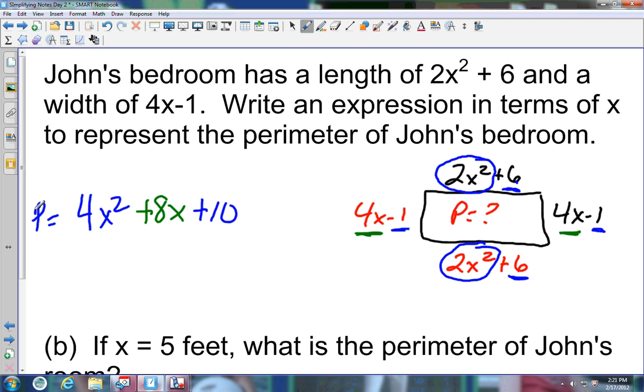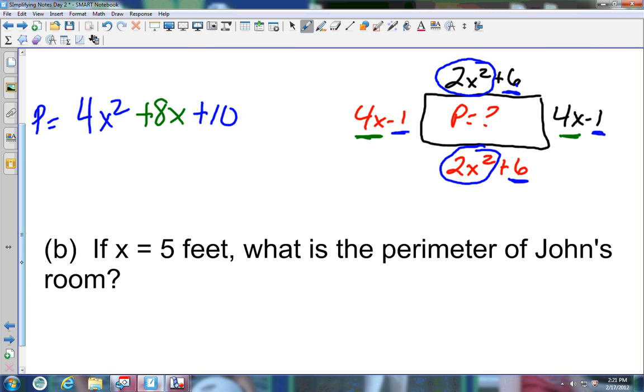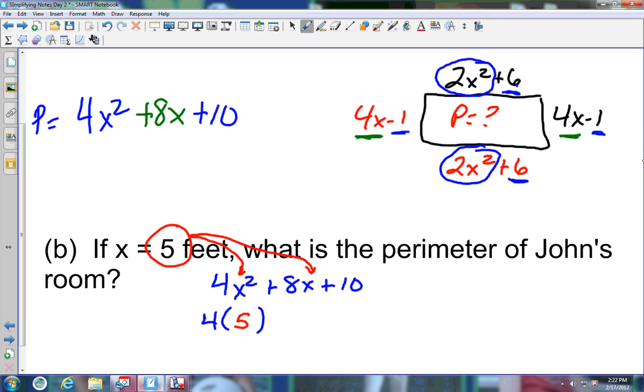There's my perimeter. Now down below it says, what if x equals 5 feet? So let's take what our perimeter equals. What it's asking you to do is take 5 and put it in for x. So we have 4 times 5 squared plus 8 times 5 plus 10.